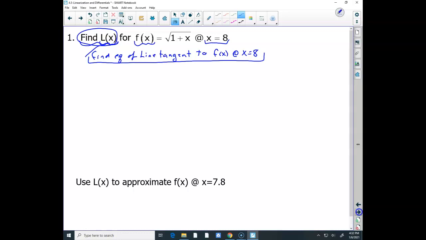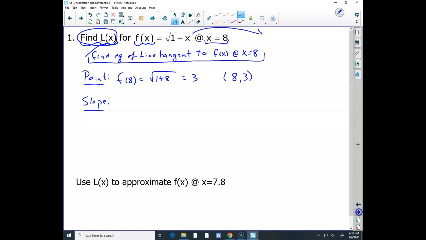Well, what do we need to write an equation of a tangent line? Well, real easy. We need a point and we need slope. And we're going to see why we want to do this. Well, the point. We need to find what f of 8 is. Well, f of 8 is the square root of 1 plus 8. So it's 3, so we're at the point 8 comma 3. There's our point.